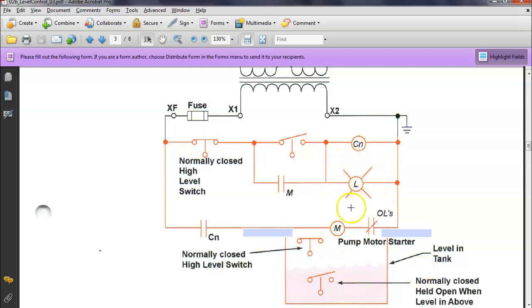And the motor does what? Stops, right? Because it's up on this one. We start using our liquid, and it starts doing what? It's dropping down. When it gets down below this one, this closes again. Does what? Brings in CN. CN closes. Brings in M. Seals in, right? Make sense? Yes or no?